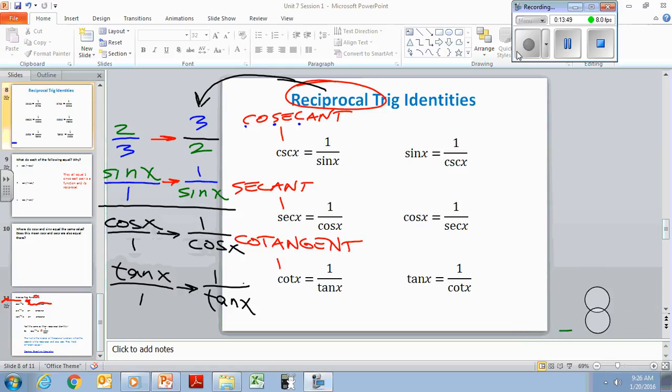Okay, so the simplest way, remember back in geometry, we learned that sine of whatever is opposite over hypotenuse. This is going to be tricky. Does this look familiar at all? Yeah? Okay. Well, cosecant is simply hypotenuse over opposite.